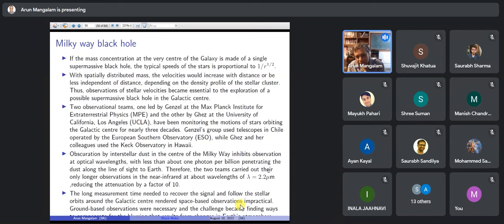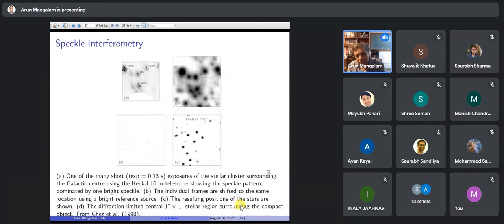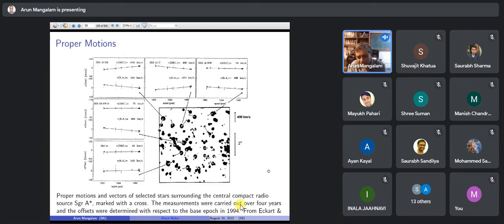So this is the story about the Milky Way black hole. And there's a whole story of how different techniques were used to find it. So this is a speckle interferometric technique. As you know, the atmosphere blurs the images. So in order to avoid blurring, what you do is you shift and add them. You take several exposures, shift and add, so that you get a clearer picture of what the original picture was, and then you can get the actual positions. By doing this, you can get actual positional motions of the stars.